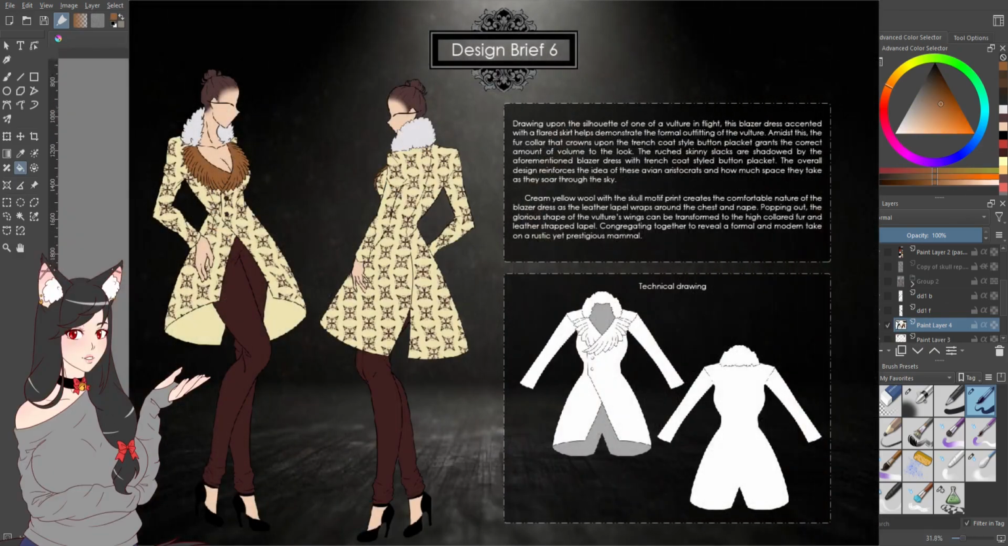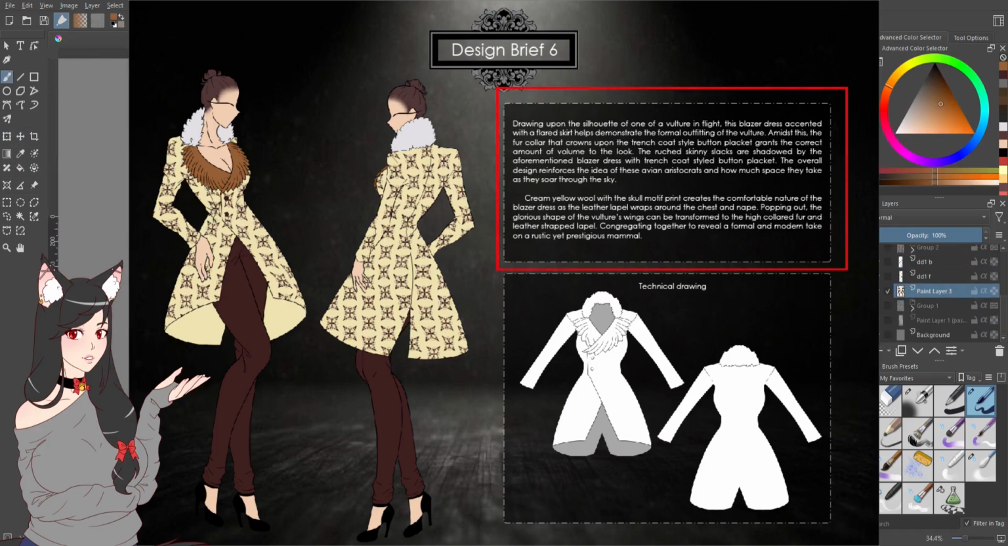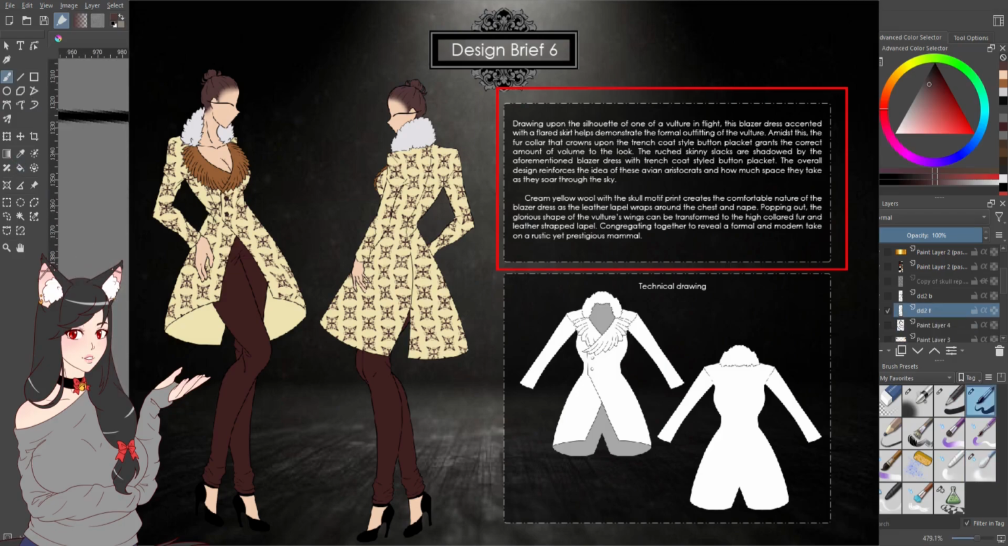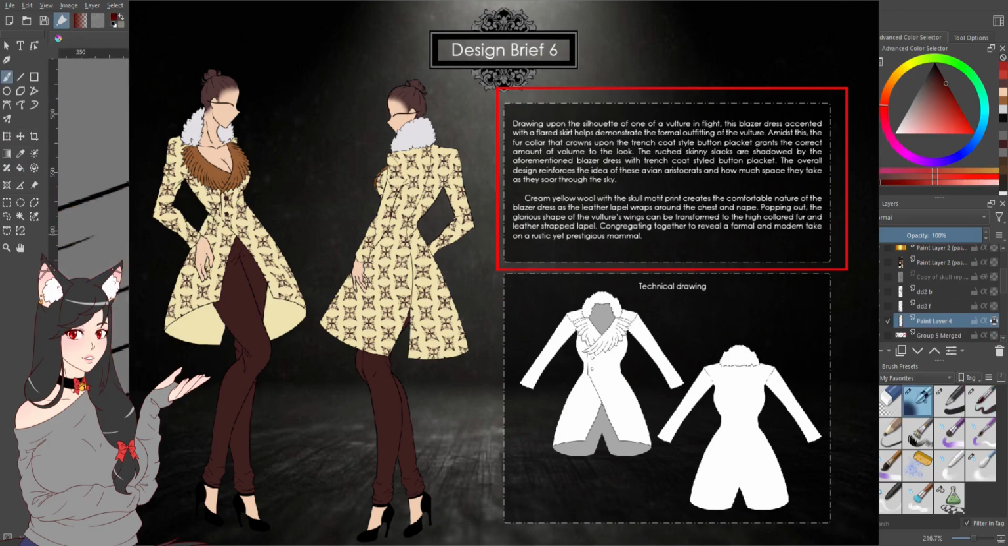Design brief 6, which is my coat design, which draws upon the silhouette of a vulture in flight. This blazer dress, accented with a flared skirt, helps demonstrate the formal outfitting of the vulture. Amidst this, the fur collar that crowns upon the trench coat style button placket grants the correct amount of volume to the look. The ruched skinny slacks are shadowed by the aforementioned blazer dress with trench coat style button placket, and the overall design reinforces the idea that these avian aristocrats take up a lot of space as they soar through the sky.